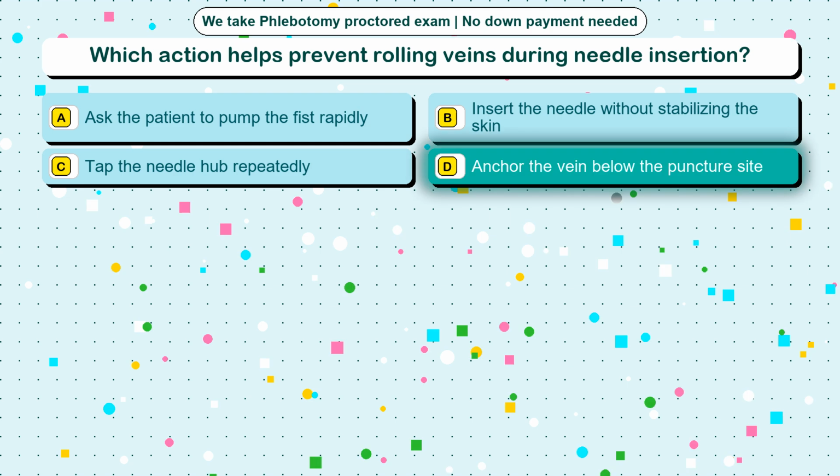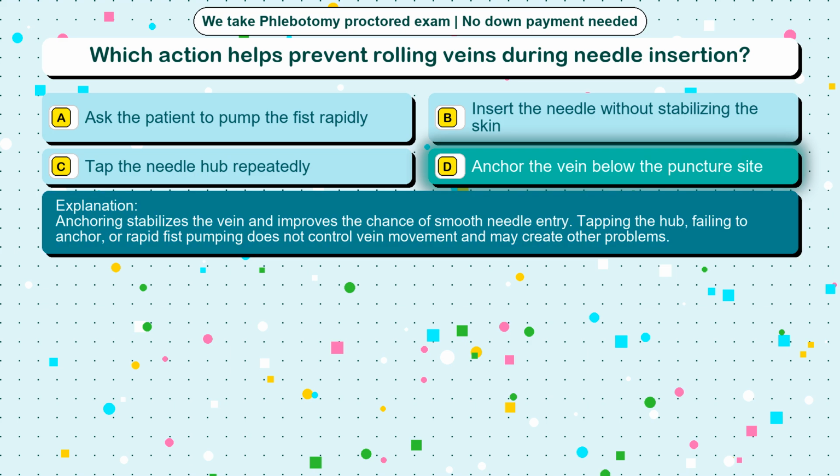Anchor the vein below the puncture site. Anchoring stabilizes the vein and improves the chance of smooth needle entry. Tapping the hub, failing to anchor, or rapid fist pumping does not control vein movement and may create other problems.